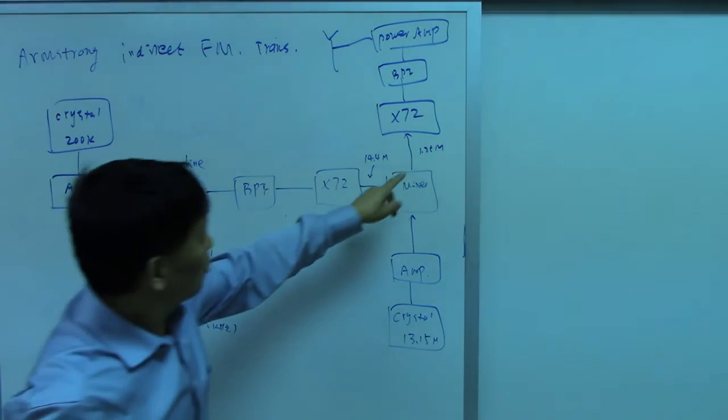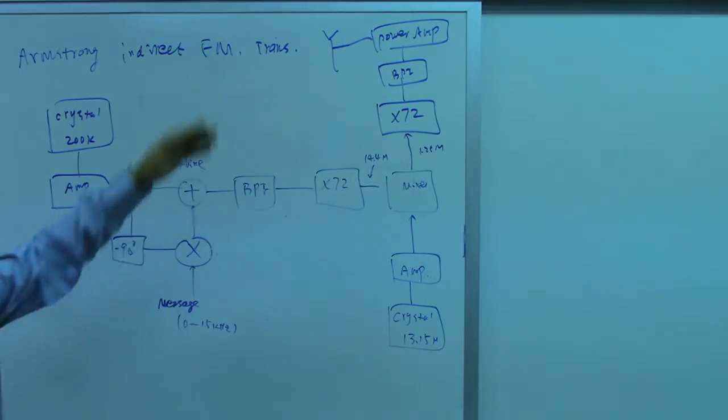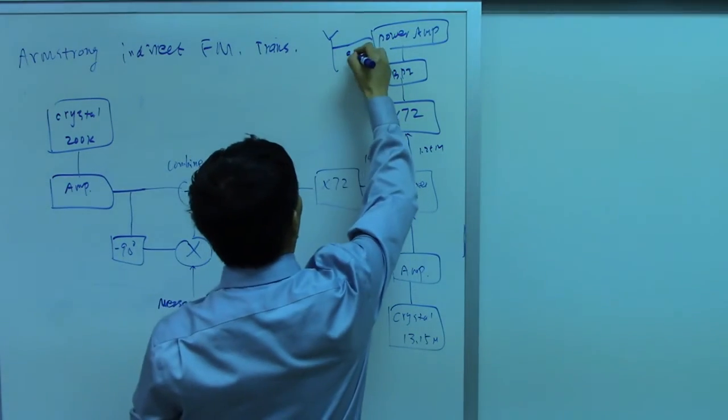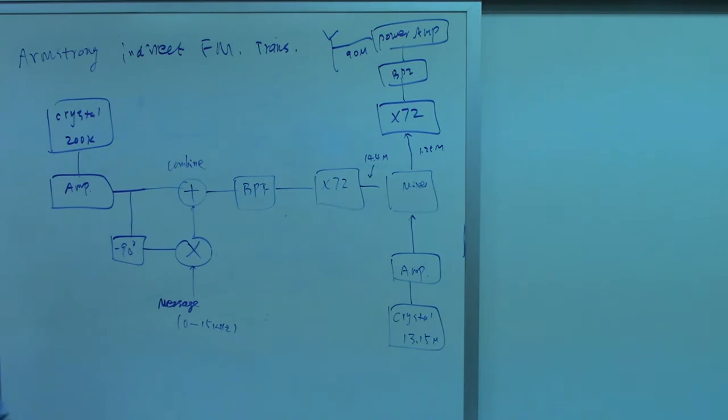So 1.25 times 72, that equals 90 meg. So this works for 90 meg, this channel. If you have different channels, you can choose different multipliers.